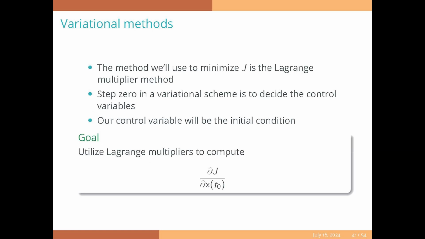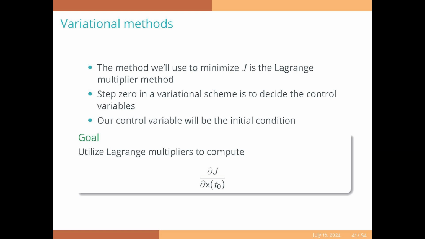The method that I'm going to use to minimize J is the Lagrange multiplier method. This is one of the ways that people view variational methods. The first step, before even getting into that, is to define our control variables. In data assimilation, we're going to optimize J, or what we'll see is we'll take a derivative of J. We need to decide what we're taking a derivative of J with respect to. This is what we can adjust in our model to improve our model estimates, like a reconstruction.